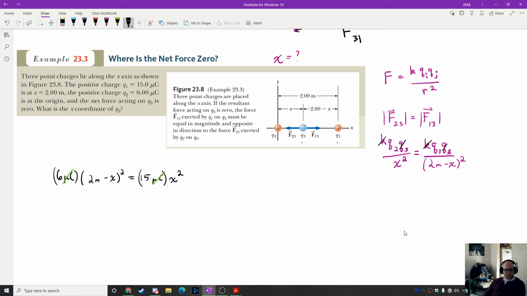So we'll say 6 times, 2 meters squared, which is 4 meters squared, minus 2 times 2 meters times x, which is 4 meters times x, plus x squared. That should all be equal to 15x squared. You could do this any way you want to; I guess we'll just multiply it out. Did I do that right? 2 times 2 is 4, negative 2 times 2 is 4x, and then x squared. Yeah, it looks right. So we'll get 24 meters squared.